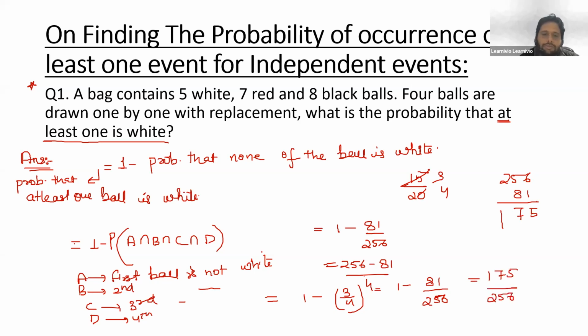Omer, please check this. Why are you getting an incorrect answer? You have made a mistake. Rifat, is it clear now? The answer should be this one, 175 by 256. Okay, great, great. Omer, please correct your answer.